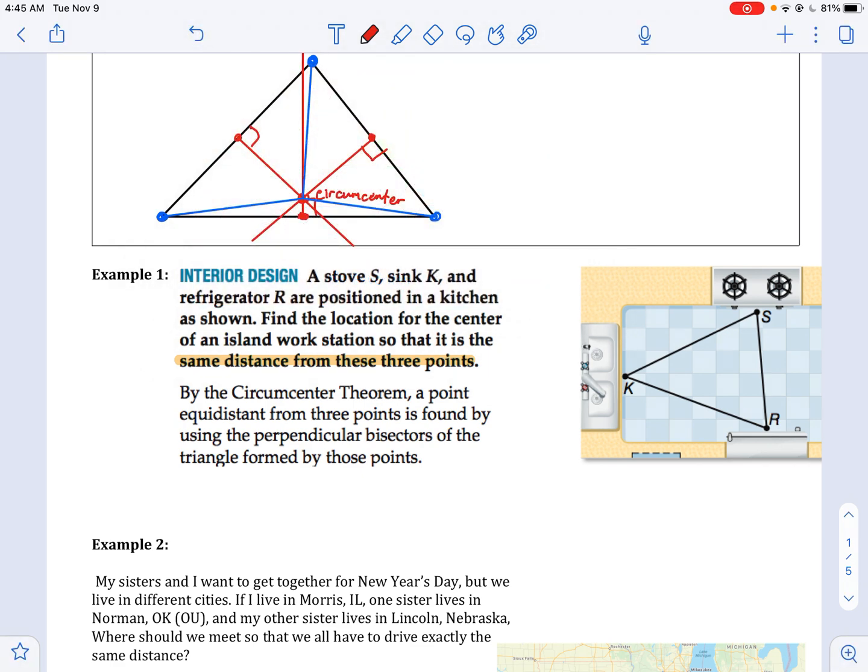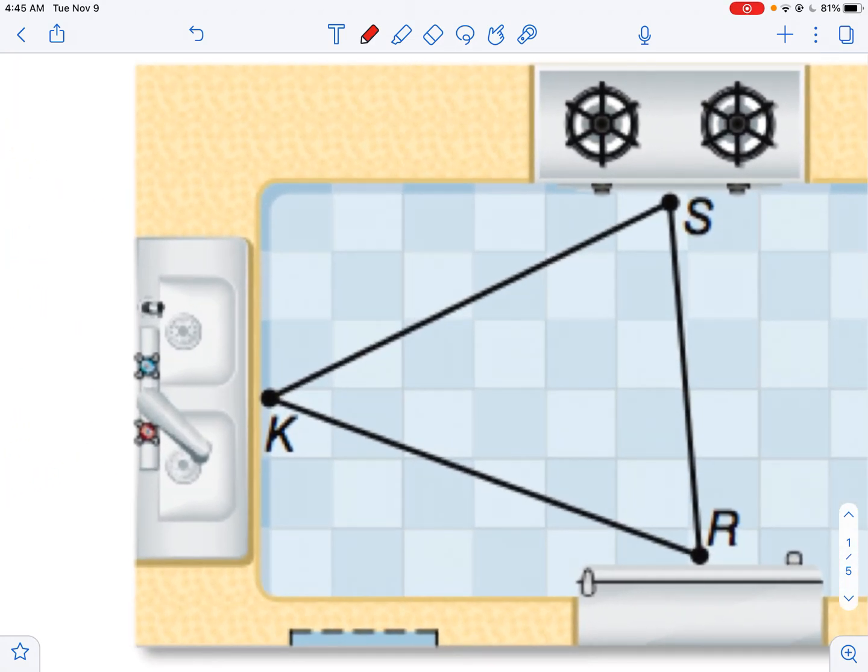So if I was going to find where that island workspace should go, again with my ruler, I would measure out the midpoint of each of those 3 segments, and I'll try my best to estimate that, and I would draw the perpendicular lines. So I'll draw my perpendicular lines at a right angle to all 3 of these segments through the midpoints.